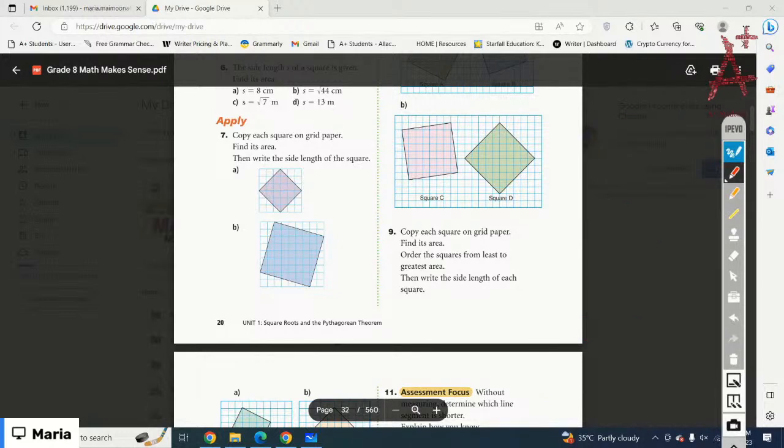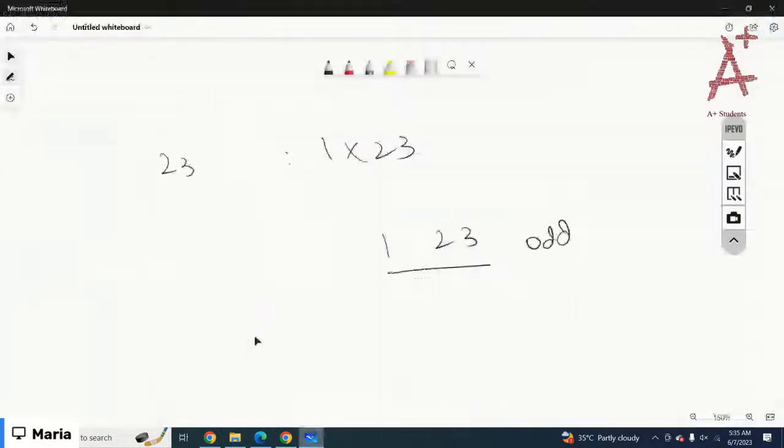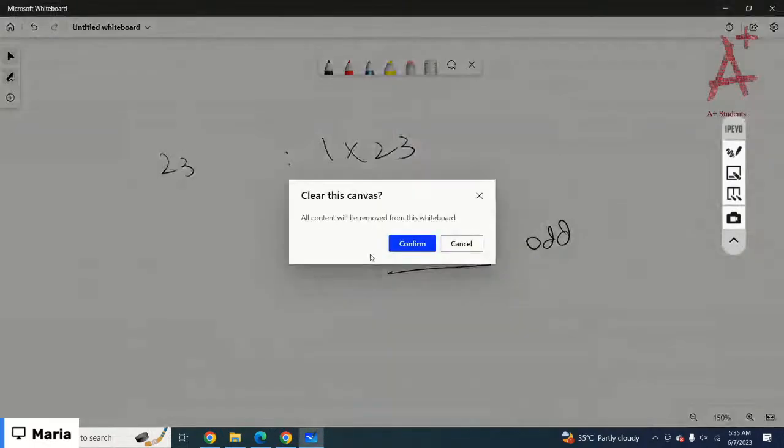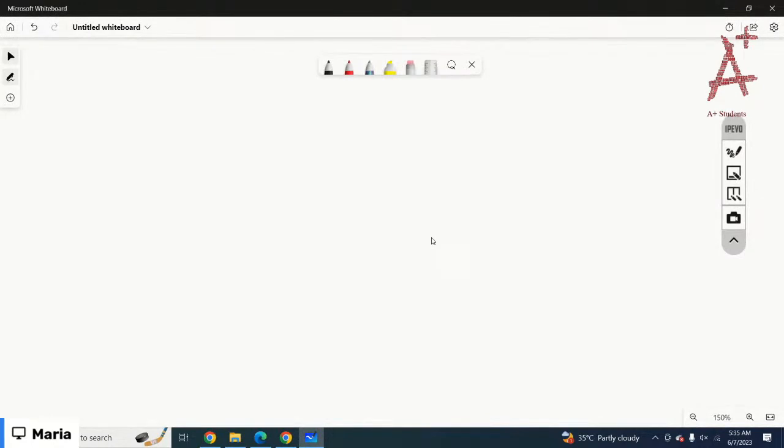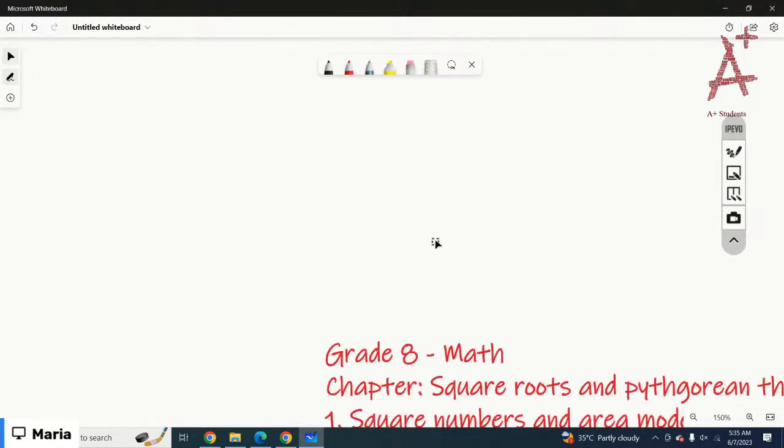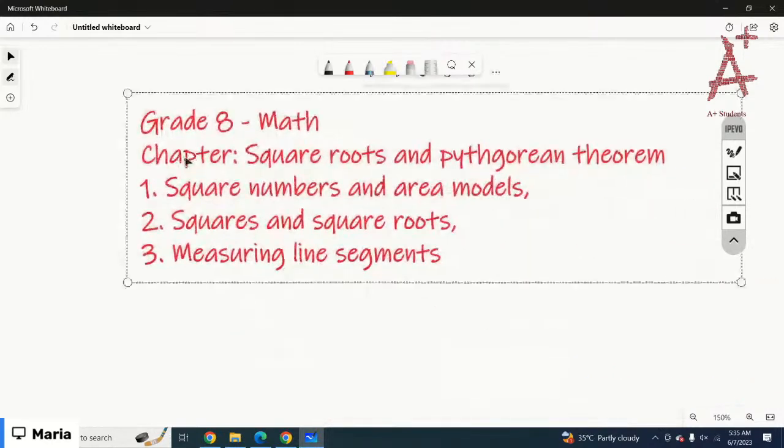So you can complete the rest of the questions by yourself later today. If you need more help with the lesson, you can contact any tutor on Skype. They are available from Monday to Friday, 5 to 9. So we have started covering the book. We're working on the Pearson Math Makes Sense Grade 8 book. The chapter we're working on is square roots and the Pythagorean theorem. The lessons we have covered today are 1.1, 1.2, and 1.3: square numbers and area models, squares and square roots, and measuring line segments.